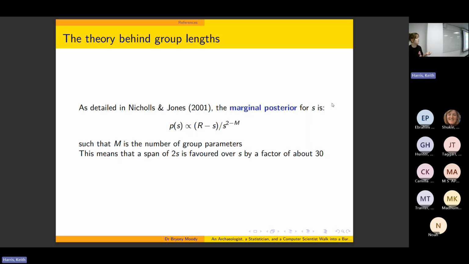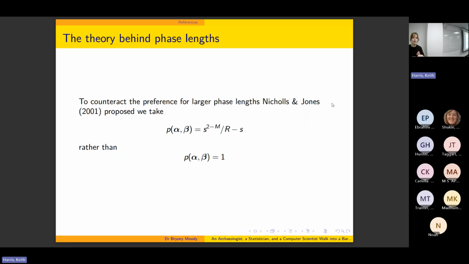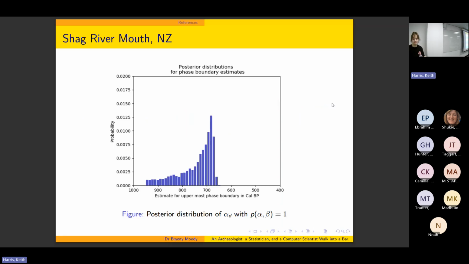So there's more information in the Nichols and Jones paper about this and how they derived it. But it does mean that we want to impose a slightly different prior on our alphas and betas, which doesn't have any effect on the thetas, but it does sort out this issue of having this stretching effect on the alphas and betas. So then we impose that in there as well.